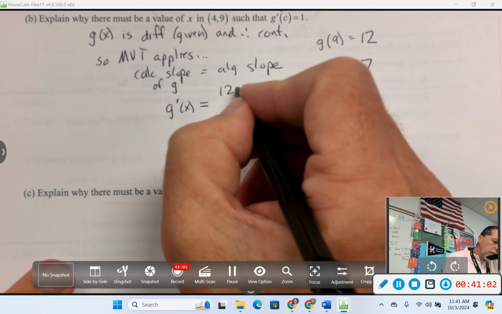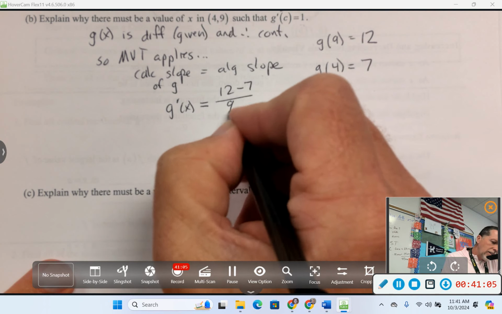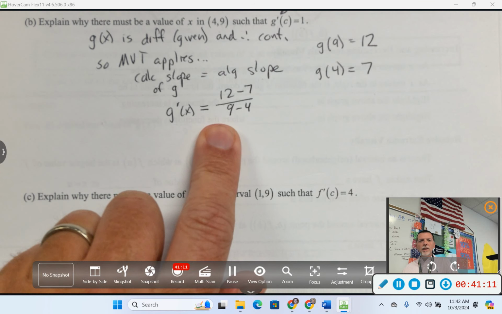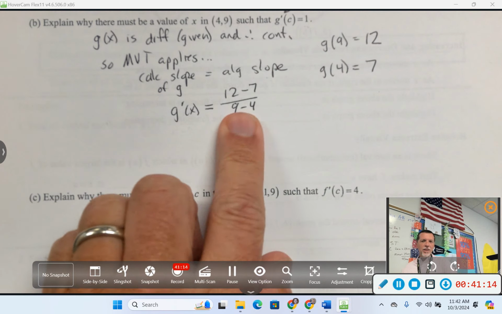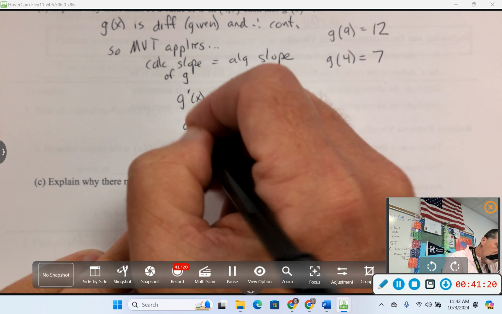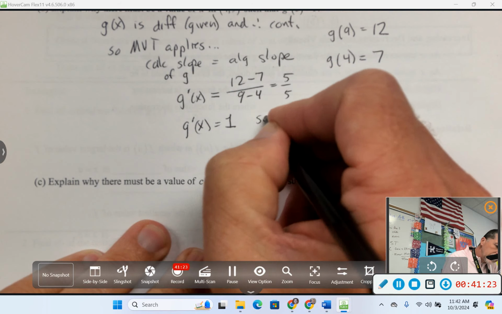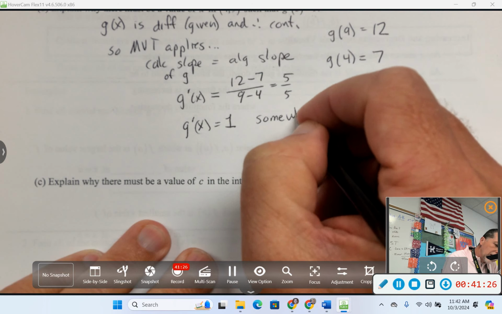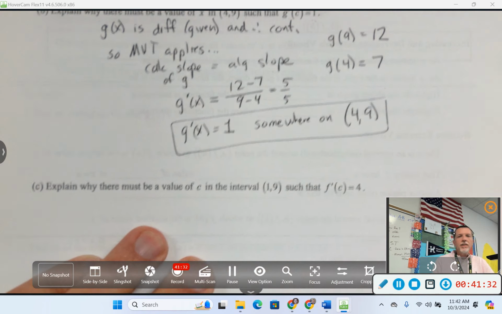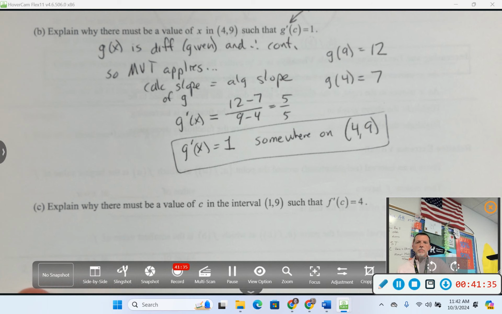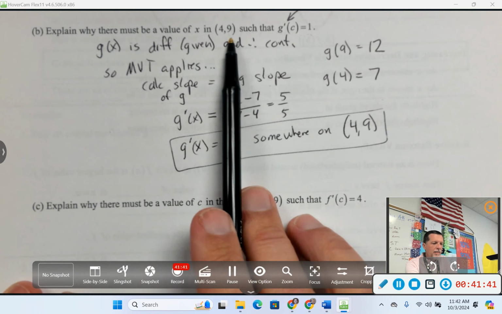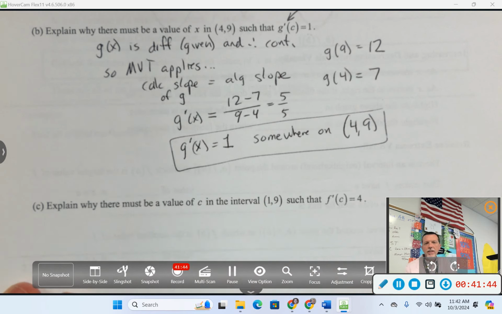So algebra slope is y2 minus y1 over x2 minus x1. And I don't know that that's really a safe stop in this particular problem, because you're trying to get the answer to be 1. So yeah, that equals 1, but you need to make sure that I know that you know that that's 1. So yes, the slope equals 1 somewhere on 4 to 9 because of MVT. Yeah, I mean, that's exactly what they said. Show that that's got to be true. Well, MVT says it's true.